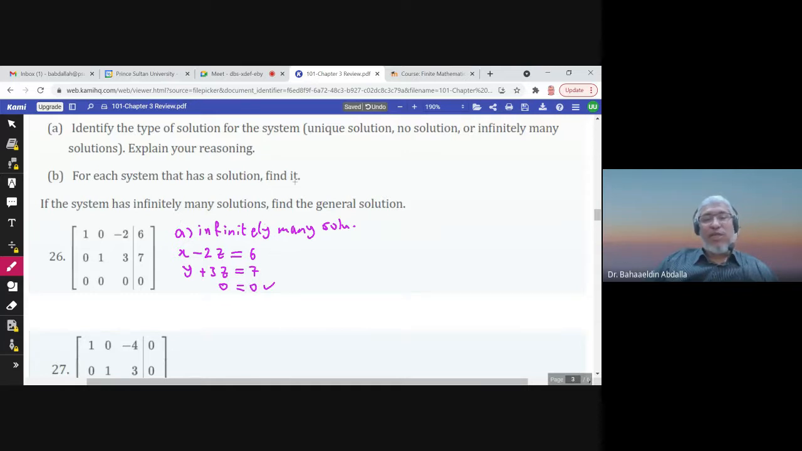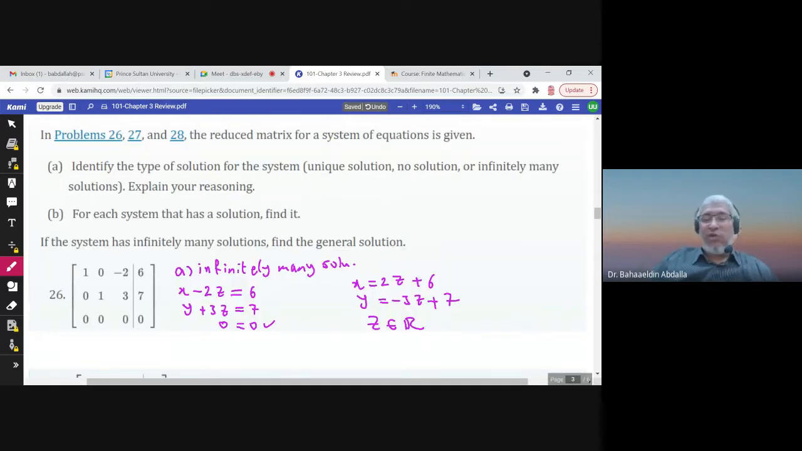For each system that has a solution, find it. So the solution would be x equals 2z plus 6, y equals negative 3z plus 7. And z could be any real number. And if you want, you can replace z by 0 and find a solution. By 1, you find another solution, and so on. So because we have 2 equations and 3 variables, there will be infinitely many solutions.